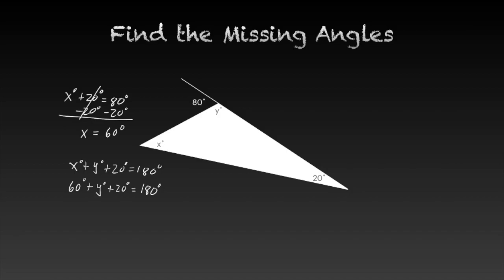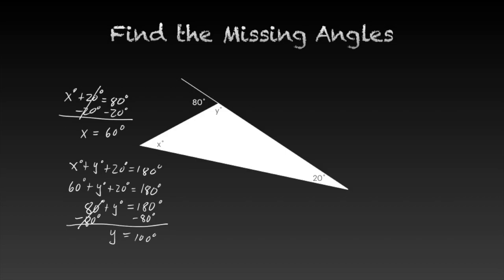Now I'm going to combine like terms. So that's going to be 80 degrees plus y is going to be equal to 180. I want to subtract 80 from both sides. So that's going to be y is equal to 100 degrees. So that's one way of solving this problem.